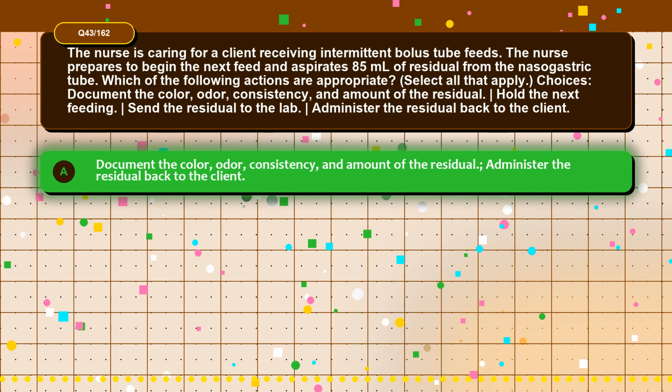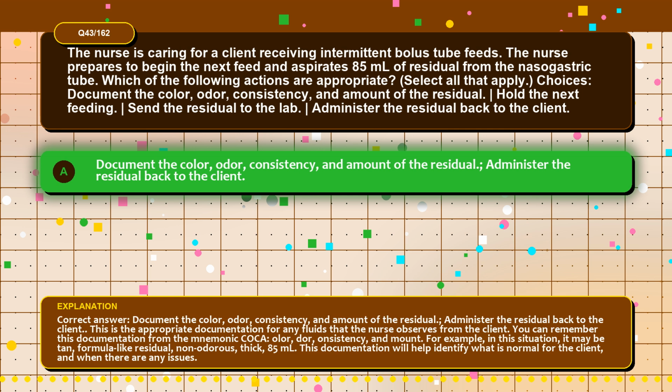The correct answer is option A. Document the color, odor, consistency, and amount of the residual. Administer the residual back to the client.